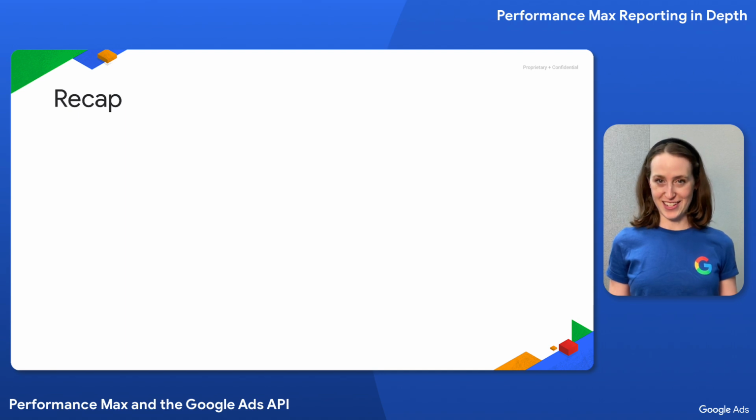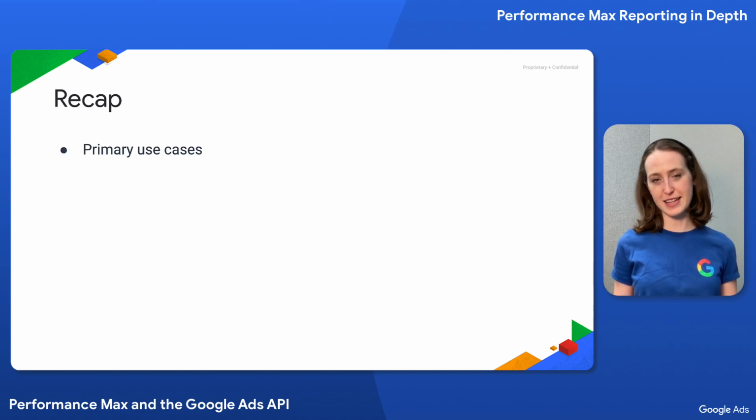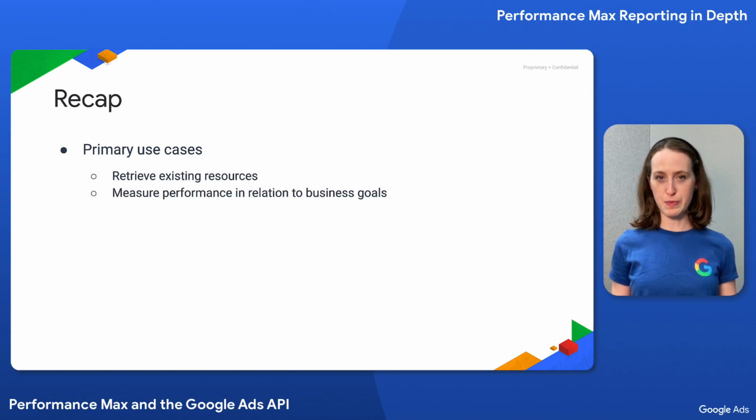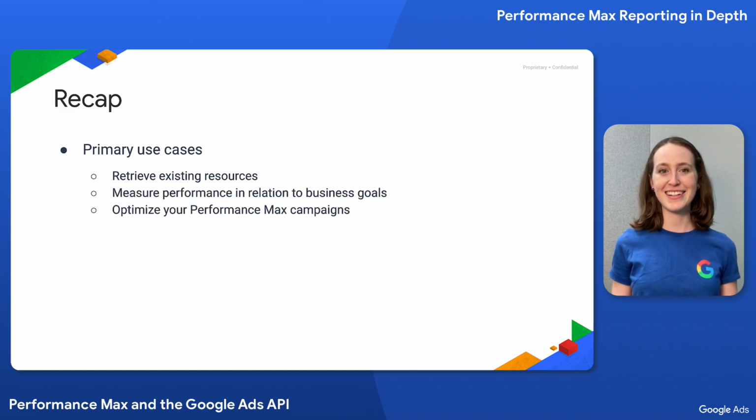That was a lot of content, so I want to take a second to recap before moving on to our final topic of this session. We've seen how you can use Performance Max reporting across 4 main categories of use cases: retrieve existing resources, measure performance in relation to business goals, optimize your Performance Max campaigns, and identify market opportunities.